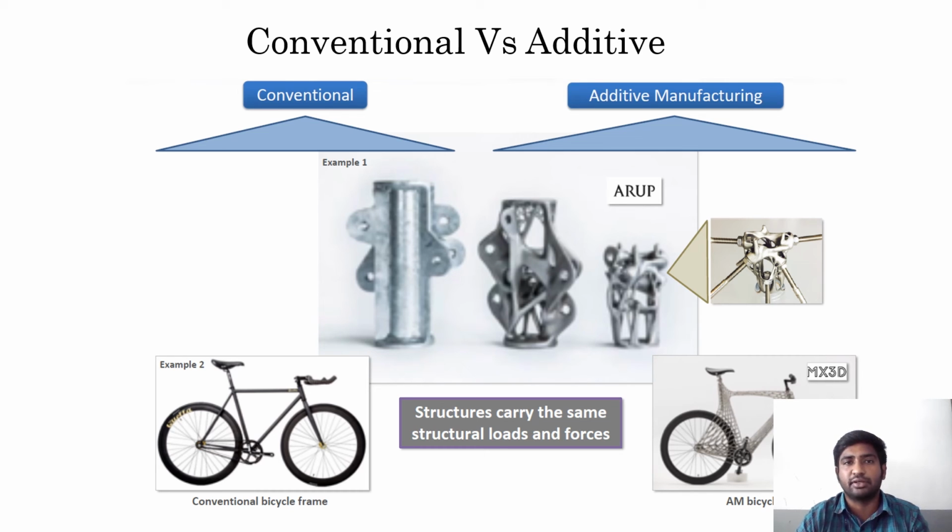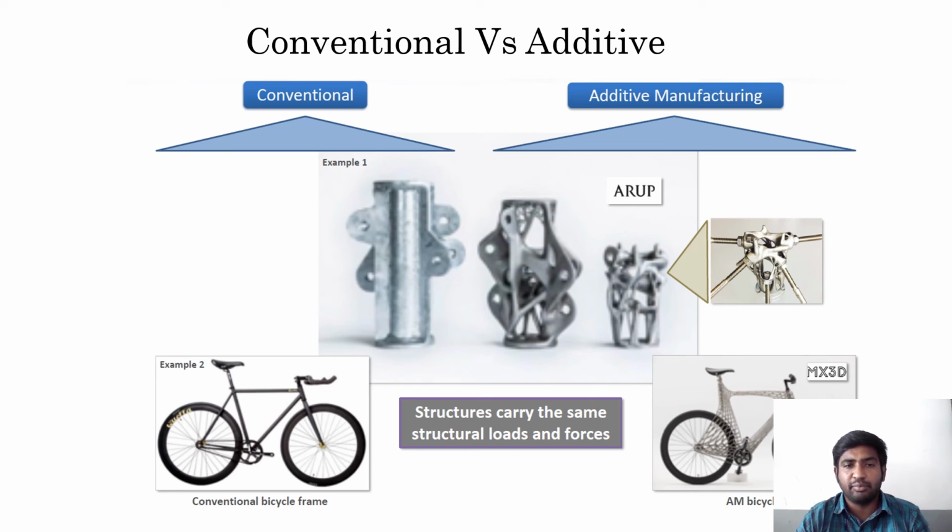These are the main comparisons between conventional and additive manufacturing. In the conventional process, see example one here: the part is created by the conventional machining process, and here the part is created by the additive manufacturing process. You can clearly see the material wastage in creating the clamp in the conventional process compared to additive manufacturing. We can save more materials.